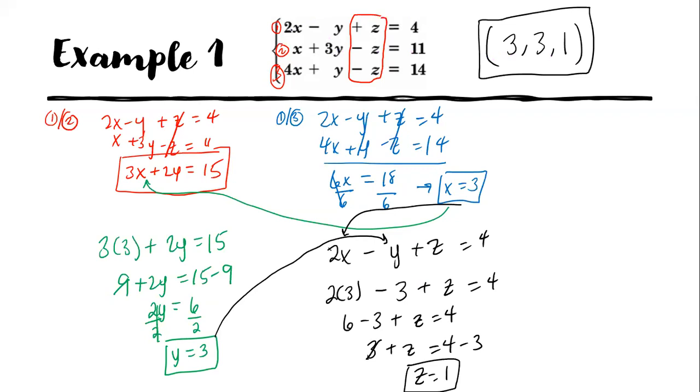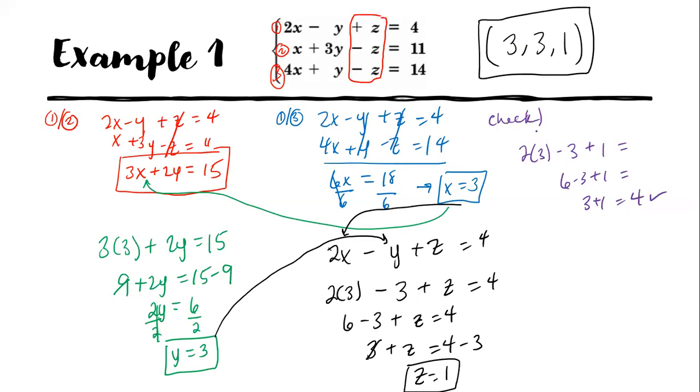3 times 2 is 6. So this is the checking ourselves. So we have 2 times 3 minus 3 plus 1. This gives me 6 minus 3 plus 1. This gives me 3 plus 1, which equals 4, and that's what I needed to equal. I can check the next one.